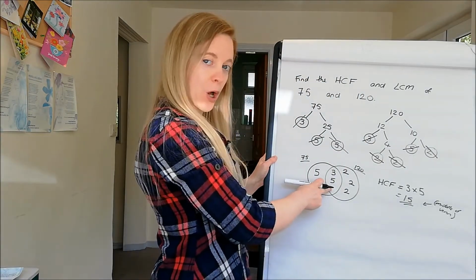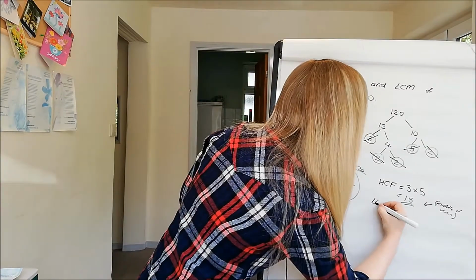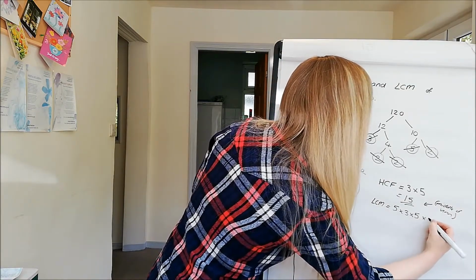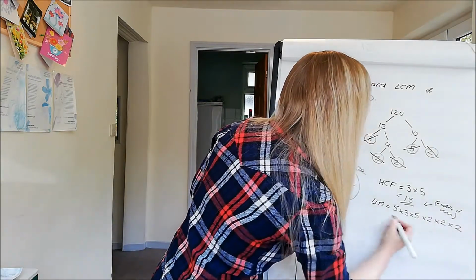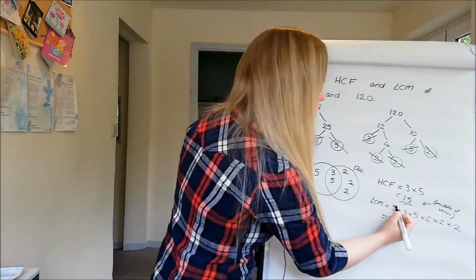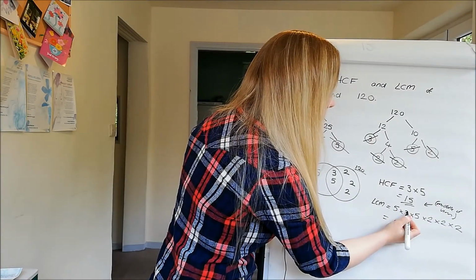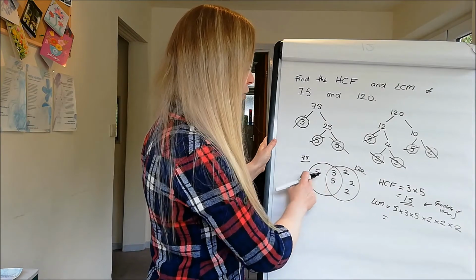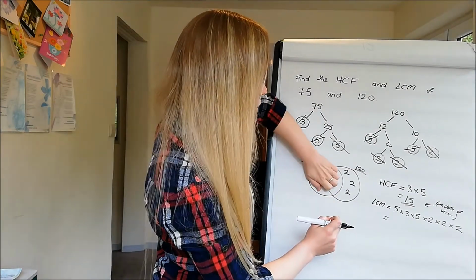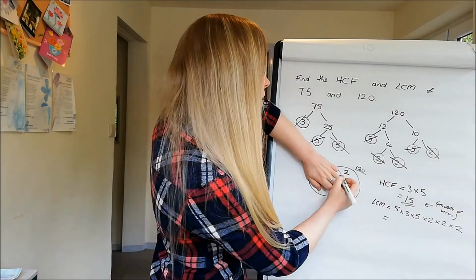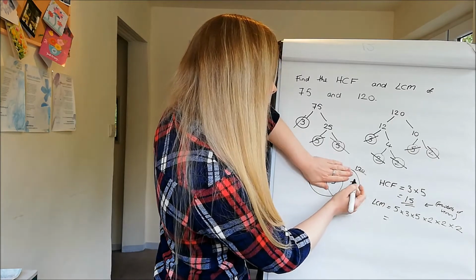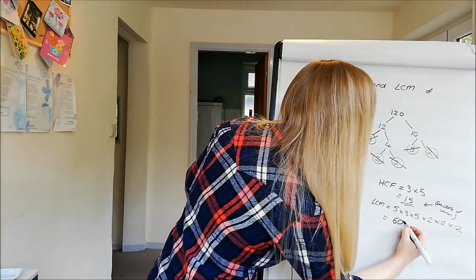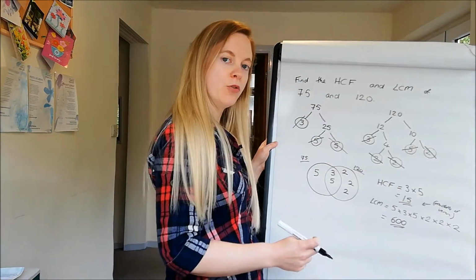Then my lowest common multiple is given by timesing all the numbers in the Venn diagram together. So that's going to be 5 times 3 times 5 times 2 times 2 times 2. Five times 3 is 15, times 5 is 75, and that makes sense because this circle on the left represents the number 75, so you can actually save yourself a bit of work by thinking all the numbers in that circle multiply to give 75. 75 times 2 is 150, times by 2 again is 300, times by 2 again is 600. So the lowest common multiple of those numbers is 600.